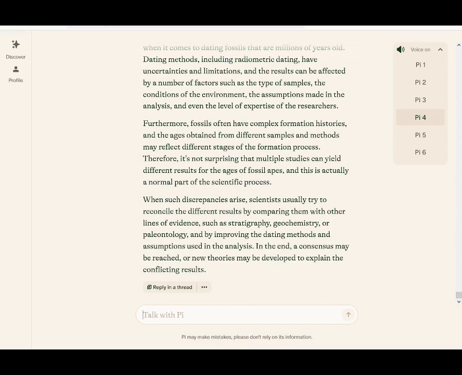When such discrepancies arise, scientists usually try to reconcile the different results by comparing them with other lines of evidence, such as stratigraphy, geochemistry, or paleontology, and by improving the dating methods and assumptions used in the analysis. In the end, a consensus may be reached, or new theories may be developed to explain the conflicting results.